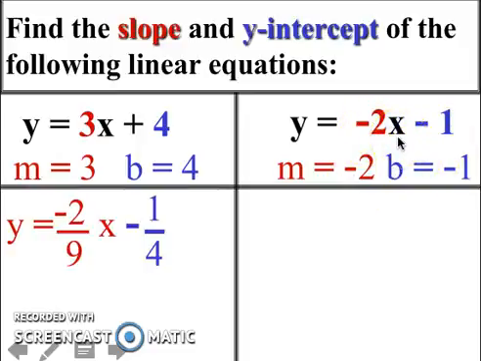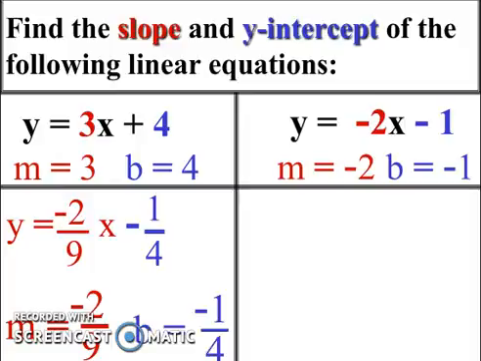The next example, what if we have fractions? Fractions do not make any difference. We carry the fraction as well. So our slope in this case is negative 2 over 9. And our b, the y-intercept, is negative 1/4.